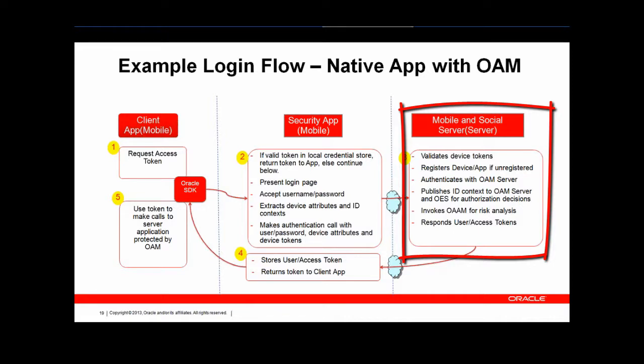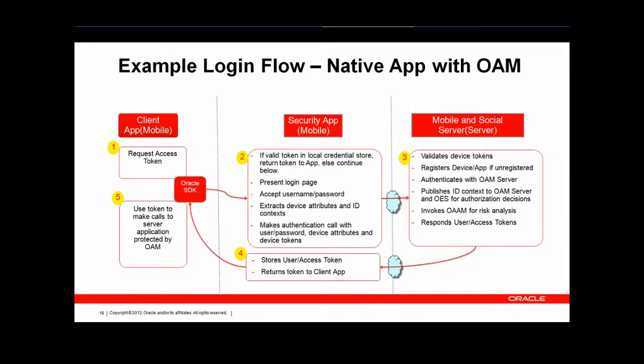So all that really happens, and at the end of it, the mobile and social returns the access token, and the security app stores the access token within its secure store, and then it returns the access token to the client application. Now, the client application can use that access token to go and request access to the resource that it's trying to request. So all of this in the middle that we have mentioned happens transparently to the client application. Right? So all of this is basically done by the SDK.